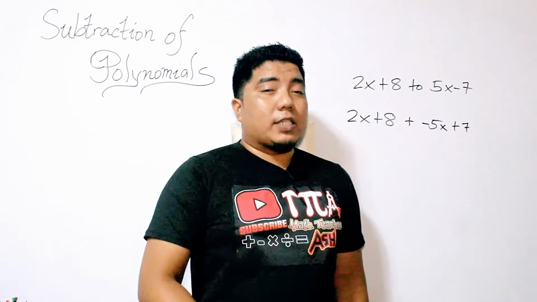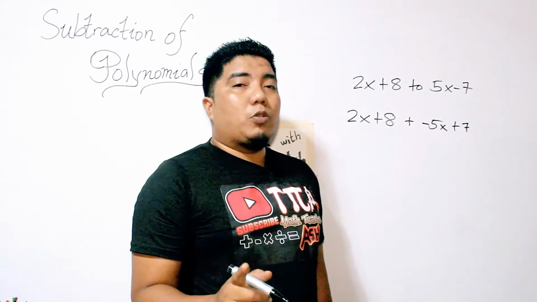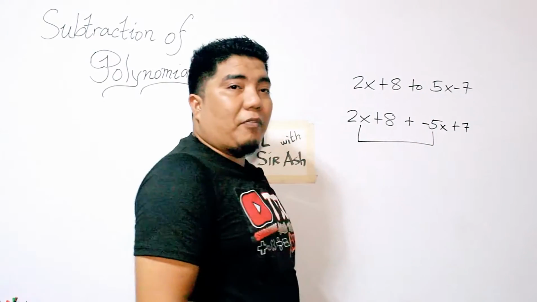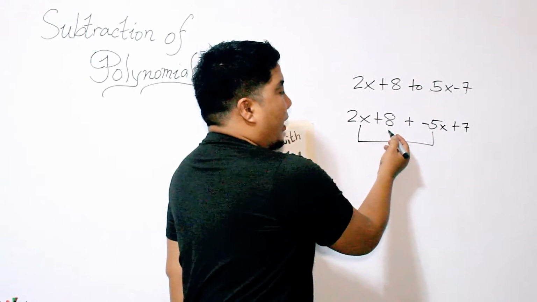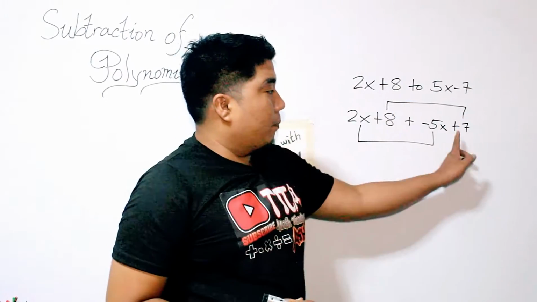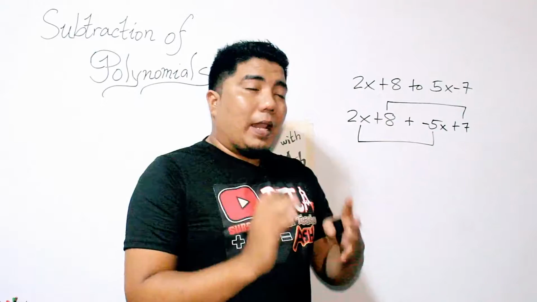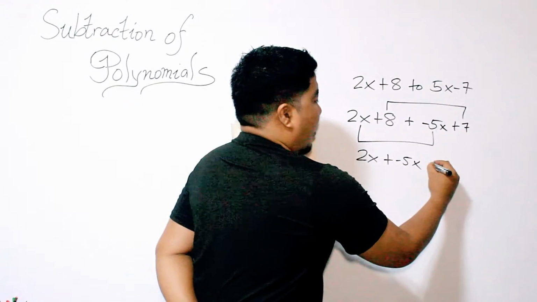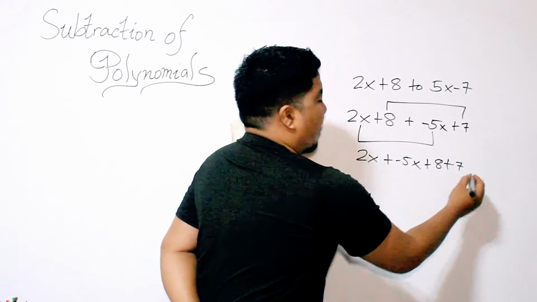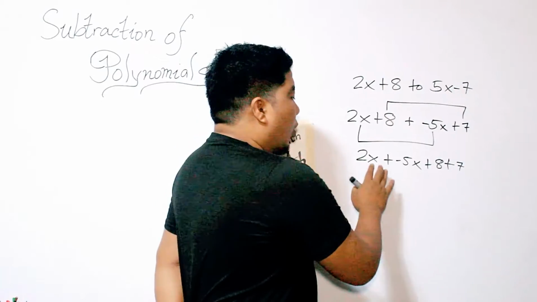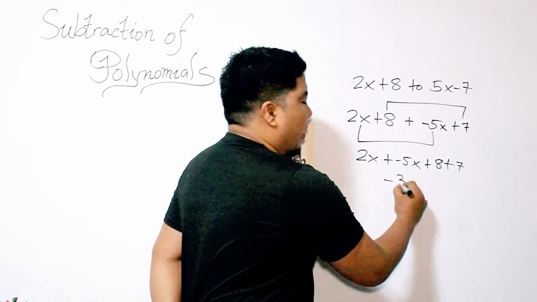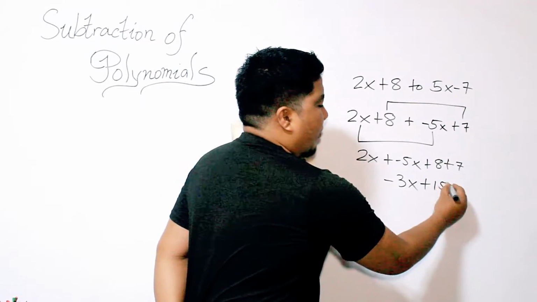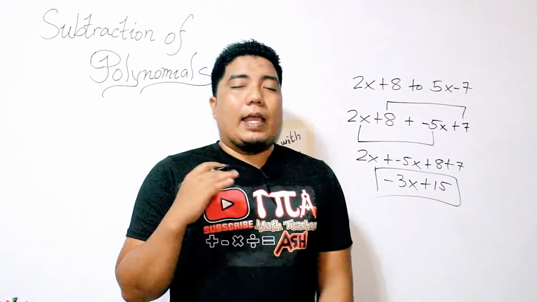If you could still remember our discussion in adding polynomials, the first thing we should do is to identify the like terms. So the 2x here, the similar term of that one is the negative 5x. While the positive 8 or the plus 8, the like term of that one is the positive 7. So now you can group the like terms, and that will be 2x plus negative 5x, and then plus 8 plus 7. Now, you will simplify the terms. 2x plus negative 5x, that will give you negative 3x. And then, 8 plus 7, that will give you positive 15. And this will be your final answer.